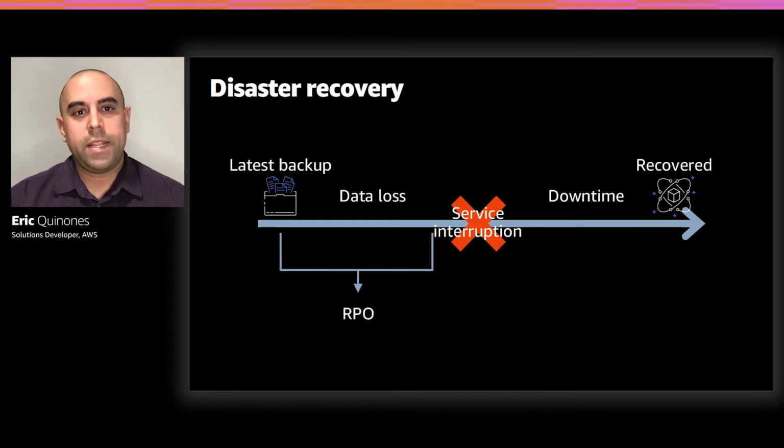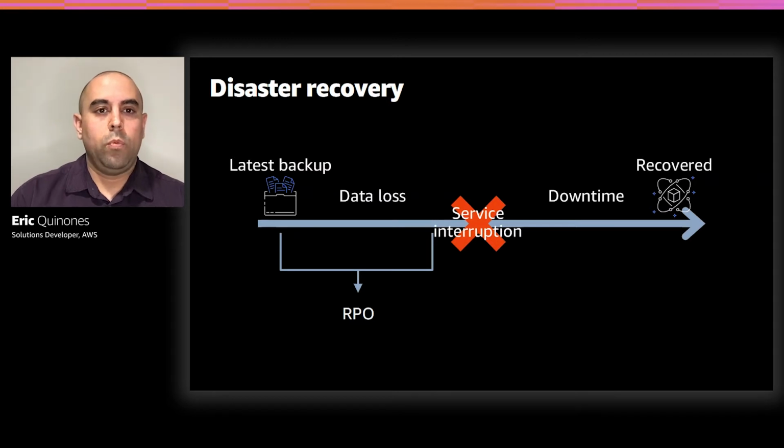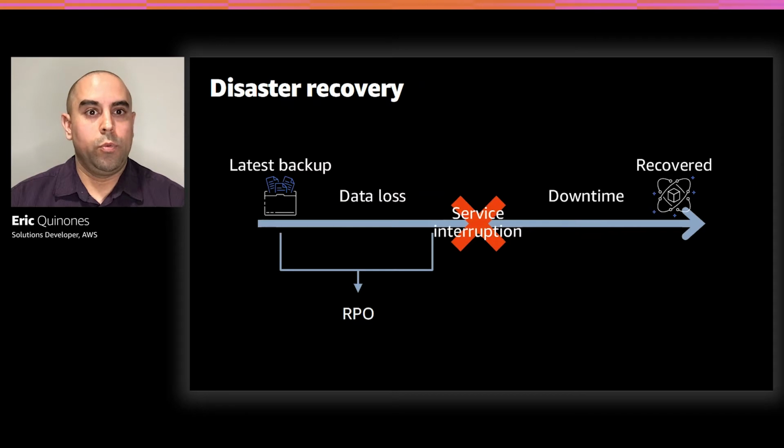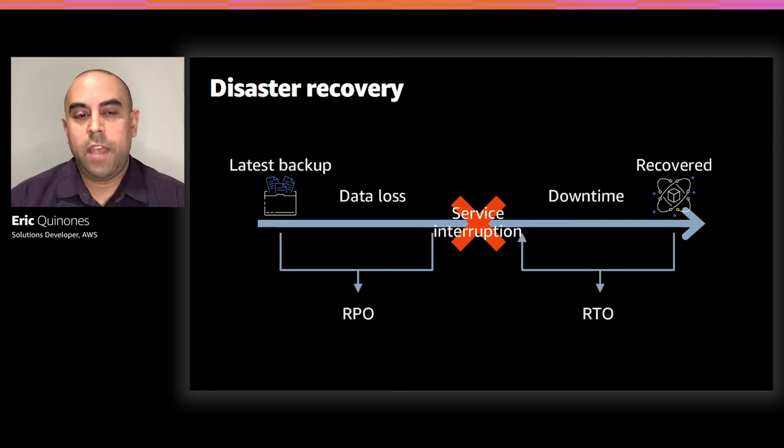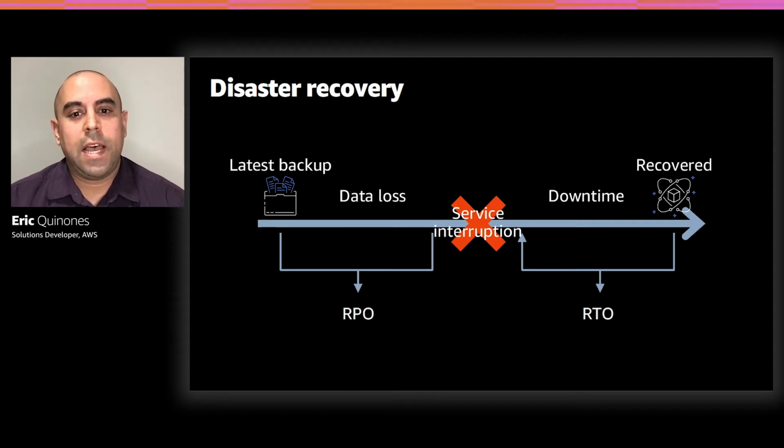Similarly, on the right-hand side, there is a period of time between when a service interruption happens and you've actually recovered your workload, you've recovered from that disaster, and that downtime in between is what we want to measure using a metric called RTO. This stands for Recovery Time Objective. If I didn't mention it before, RPO means Recovery Point Objective. So Recovery Time Objective is what is the maximum amount of time that's acceptable for my service to be down when there's a service interruption.